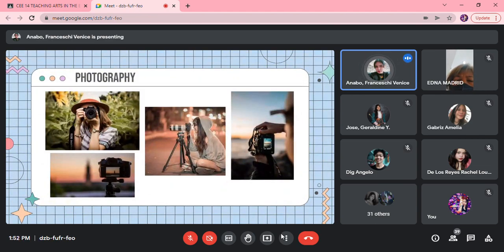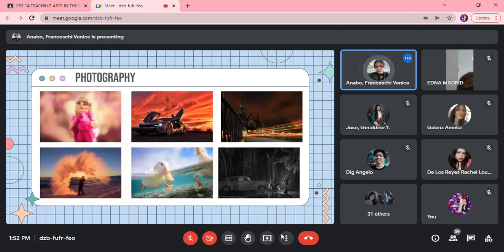Here are some examples of what photography looks like. We can see the photographers and their subjects. So makikita natin kung paano nila tinitake yung pictures, kung ano yung gamit nila. Yung ibang cameras, they have lenses pa para mas maganda yung quality. Ayan. Here we have an example of the results of the pictures that the photographers took.